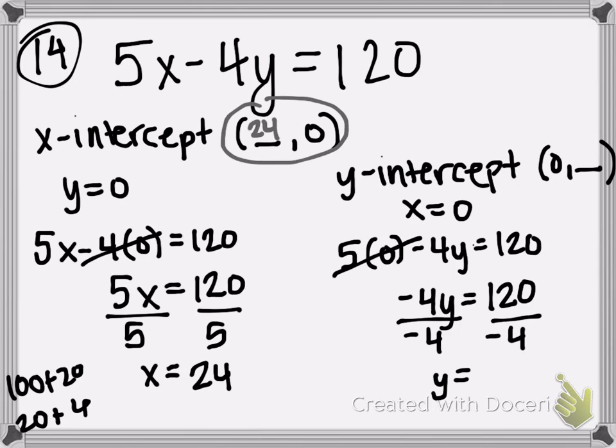What is 12 divided by 4? 3. So 12 divided by negative 4 is? Negative 3. And 120 divided by negative 4 is? Negative 30. Oh, that's not our answer. Our answer is up here in the ordered pair, 0, negative 30.